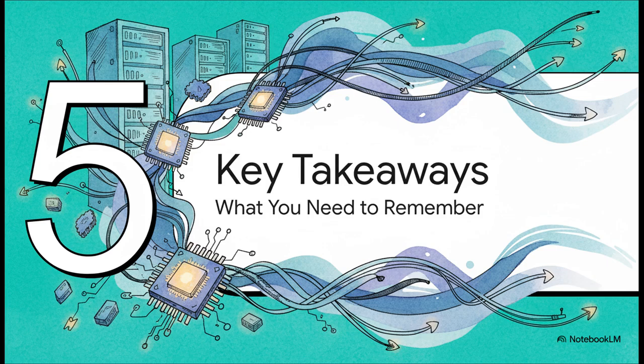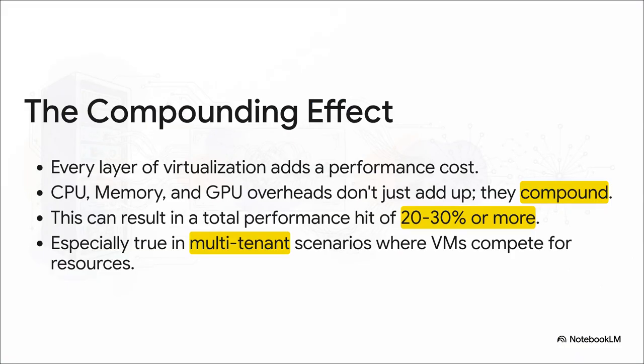Okay, let's pull all this together. We've seen where the overhead comes from. We've looked at the pretty scary numbers. So what are the most important things you need to walk away with? If you remember one thing from this whole explainer, make it this. It's a compounding effect. These little performance hits from the CPU, the memory, the I/O, they don't just add up, they multiply. A 5% hit here and a 15% hit there can easily snowball into a total performance loss of 20–30% or even more. And that's especially true when you have lots of VMs all fighting for the same resources.